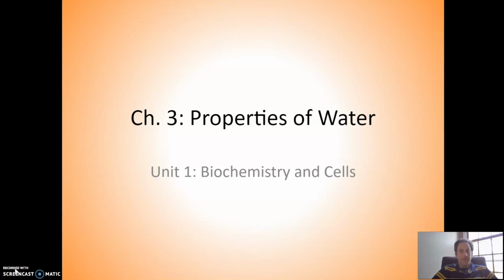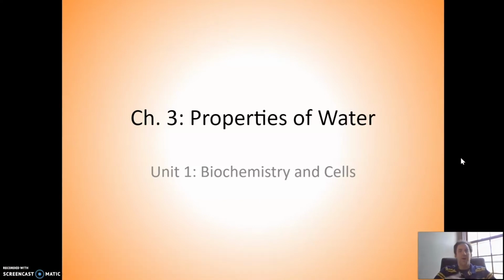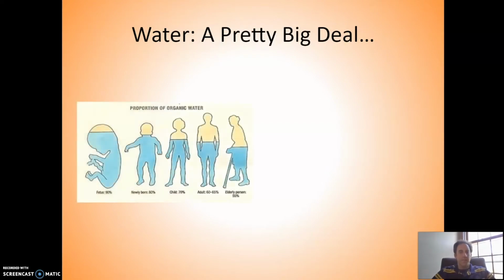So now that we understand the basics of chemistry and the difference between a covalent bond and an ionic bond, a polar versus a non-polar covalent bond, now we're going to apply that to understanding one particular very important molecule, water. Water is a big deal.